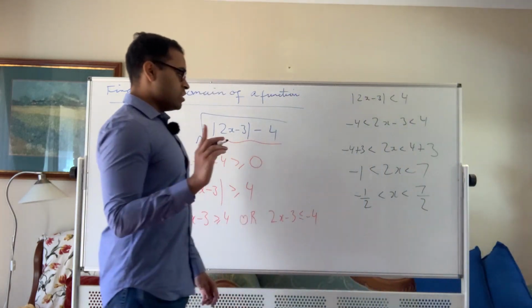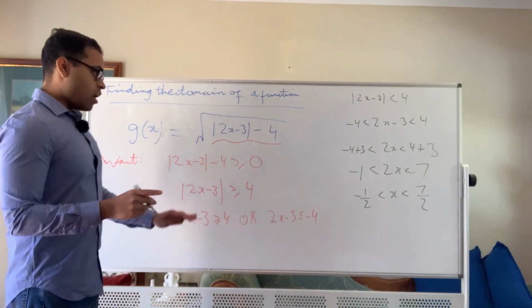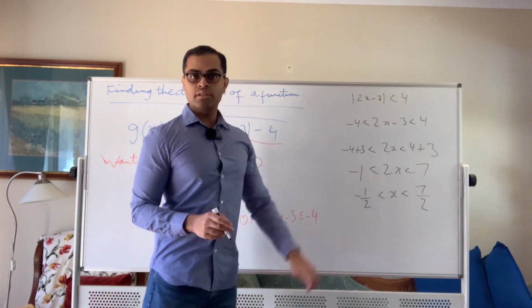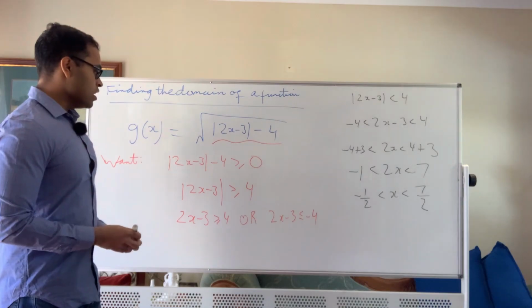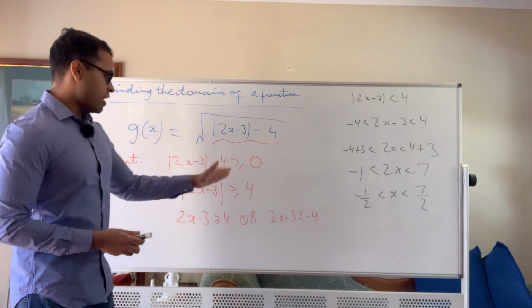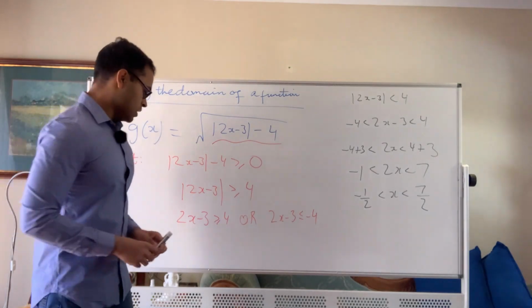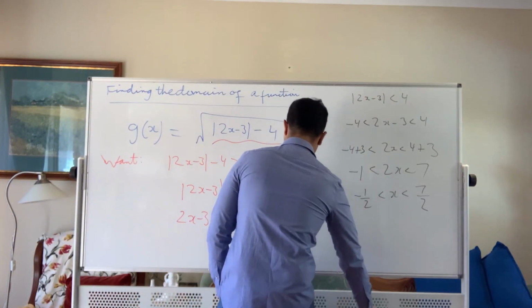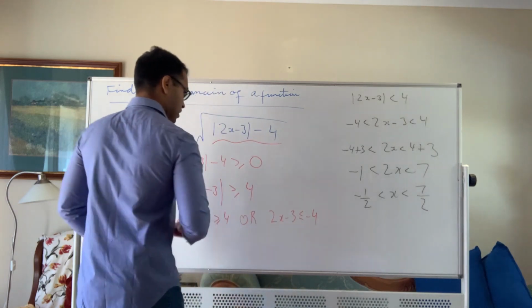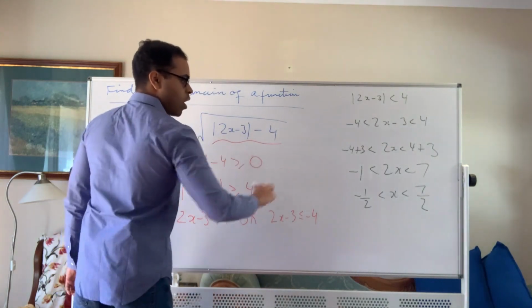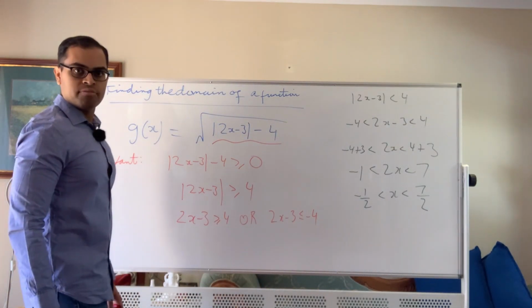Now, the solution that we want is the opposite of that. That's when absolute value 2x minus 3 is less than 4. The opposite of that is absolute value 2x minus 3 is at least 4. And for this, we want to say the following. What is the opposite of x being between -1/2 and 7/2?